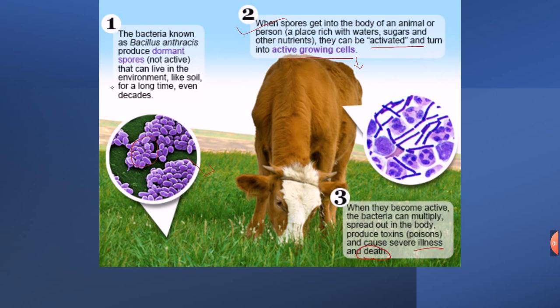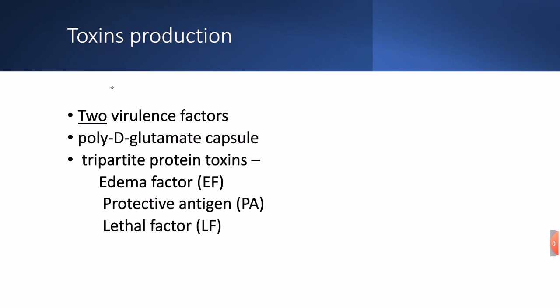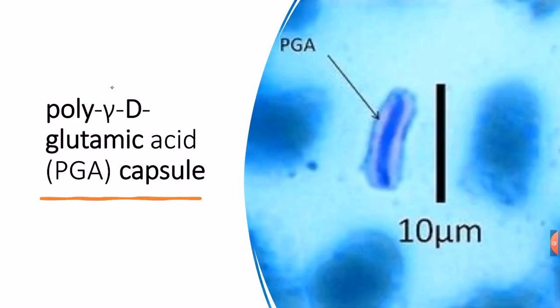In case of inhalation, they can also cause death. There are two toxins, there are two virulence factors. This point is very important. It can come into the MCQs as well. There are two virulence factors: the poly-D-glutamate capsule and tripartite protein toxins. These are tripartite, three-part protein toxins that Bacillus anthracis releases, namely edema factor, protective antigen, and lethal factor, right? We are going to understand this over here.